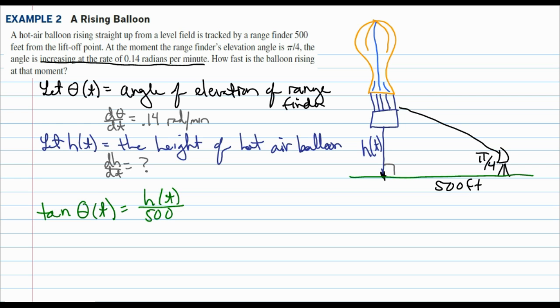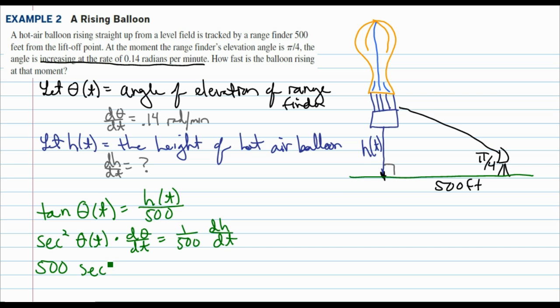To see how all these relationships are changing together, I need to take the derivative, and remember that theta is a function of t and height is a function of t. So the derivative of tangent theta of t is going to be secant squared theta of t times d theta dt, and this is 1/500th times the derivative of h, so dh dt. Now I can plug in some numbers and solve. I'm essentially solving for dh dt, so I could multiply both sides by 500 first.